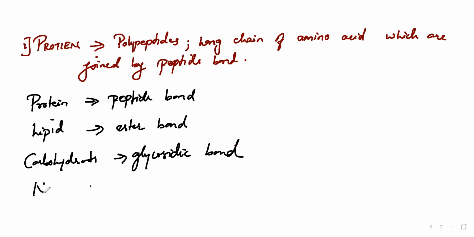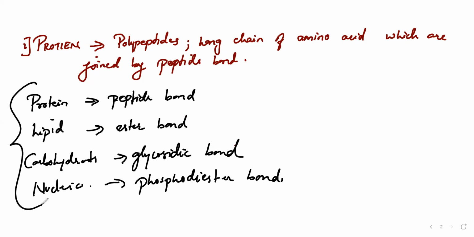Then nucleic acid. Nucleic acid means nucleotides, that is the sugar, base and phosphate group, all these nitrogenous bases which are there. They have the bond which is called phosphodiester bond. So these are the important molecules and their respective bonds. This is very important, which type of bonds are present in these macromolecules.